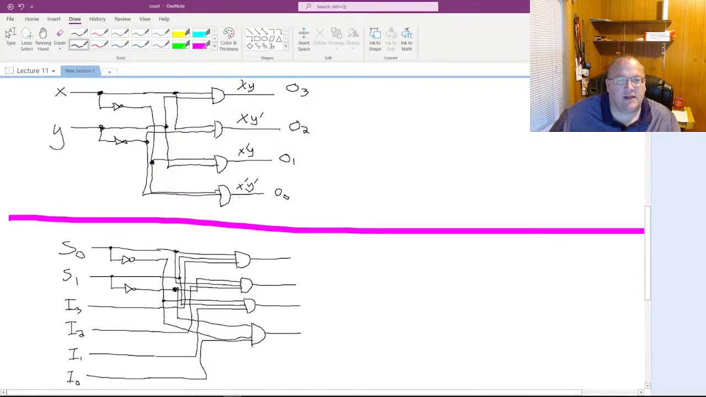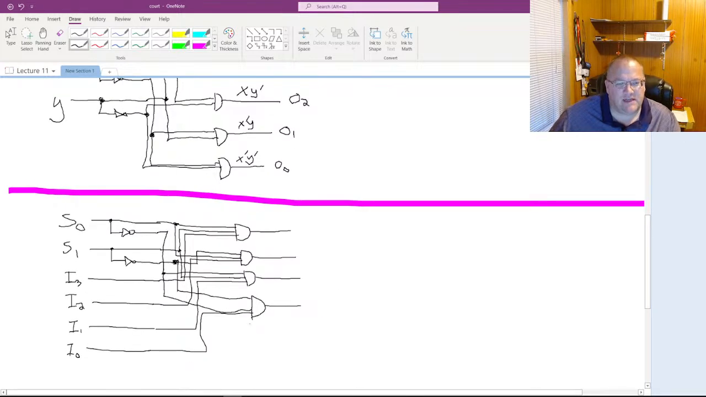So just like here, we could say that only one of these could be a 1. In fact, one of them has to be a 1. Which means one of these is activated. Which means of our input, only one of them is possible to come out of here, to be a 1.